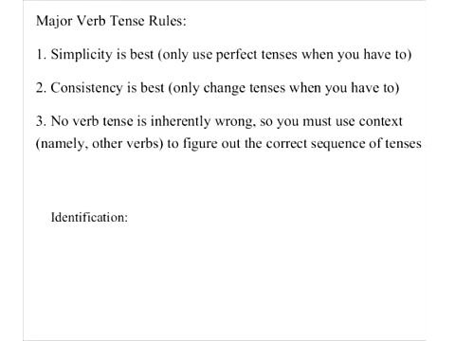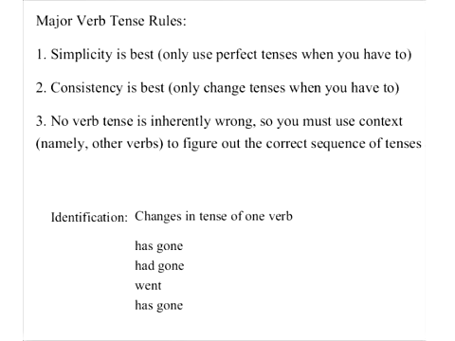So the identification for verb tense is changes in tense of one verb. In other words, if you have two verbs in two different tenses, that's not a big deal. But if you have one verb that is changing tense, has gone, had gone, went, has gone, had gone in the answer choices, you know that you're dealing with a verb tense split.